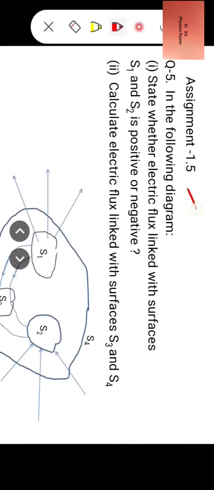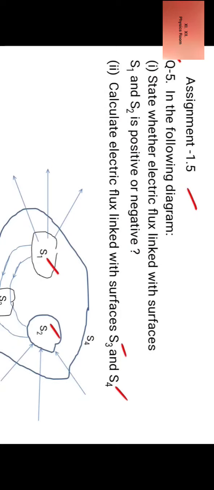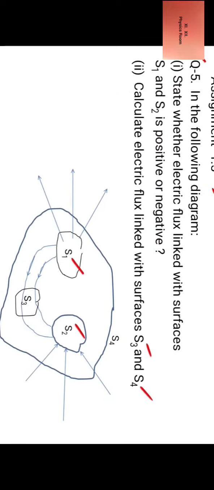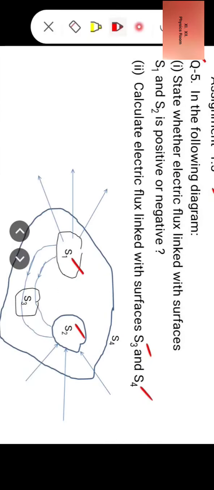And now assignment 1.5 continued. Question number 5. In the following diagram, state whether electric flux linked with surfaces S1 and S2 is positive or negative. Also calculate electric flux linked with surfaces S3 and S4.